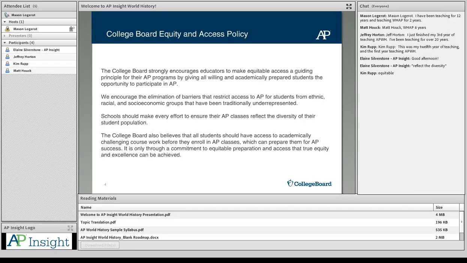Yeah, Kim, I would definitely agree with equitable. That is a very important part of this policy. And also, Lane, I noticed you put reflect the diversity. And that is something that I can tell you from personal experience at my own school. The school I teach at is a very diverse population. And the AP teachers at our school have really tried to make sure that our AP classrooms reflect the diversity of our school. I would definitely agree with that. And Jeff, you're exactly right about wanting to eliminate barriers and giving access to all students to be able to take AP classes while they're in high school.